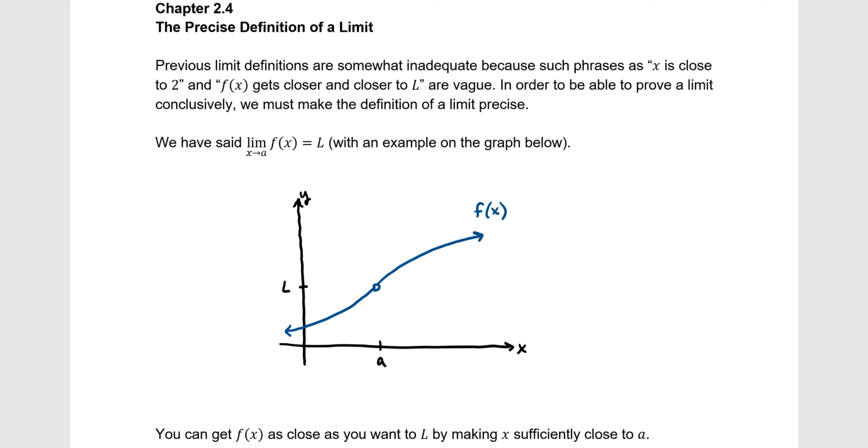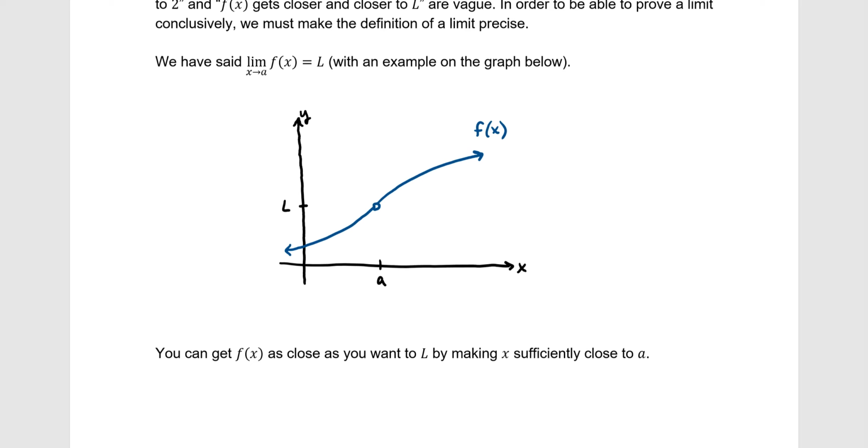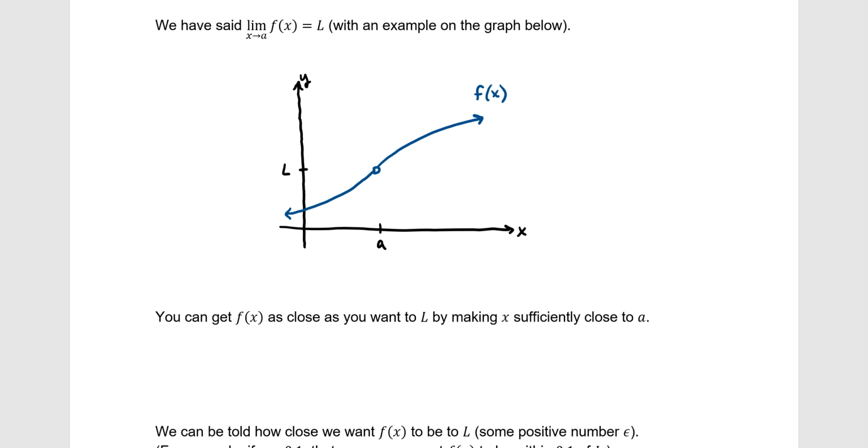So we're going to come up with a better definition of what words like closer and closer actually mean. Okay, so let's take a look here. We have this graph, and we have said previously that we can use this notation: the limit of f of x as x approaches a equals L. That would be this particular graph. We have a hole here, f of a does not exist, but the limit would equal that y value L.